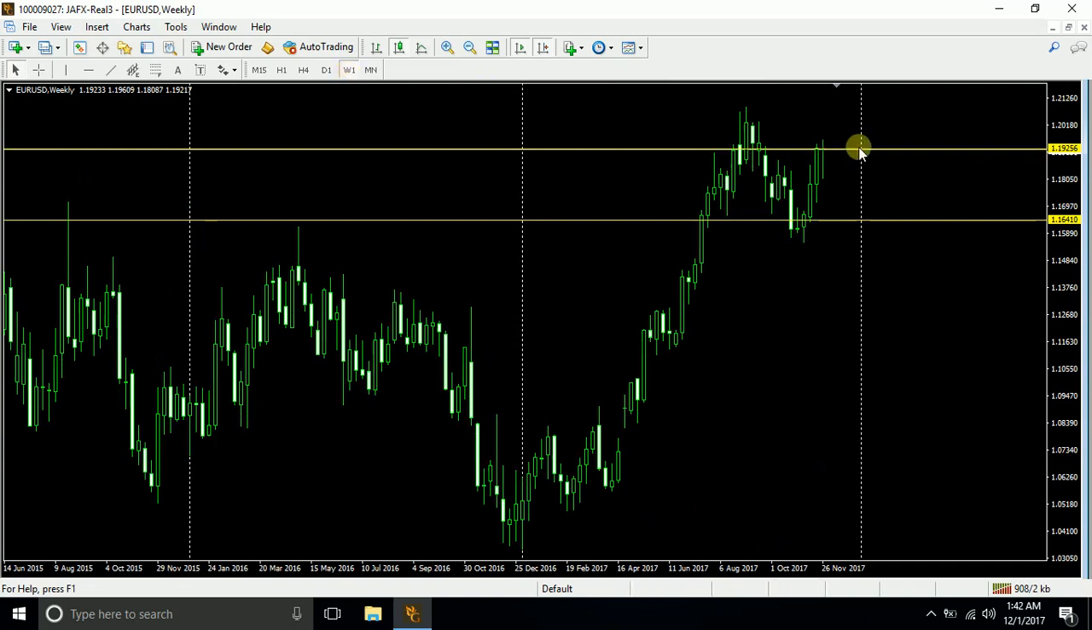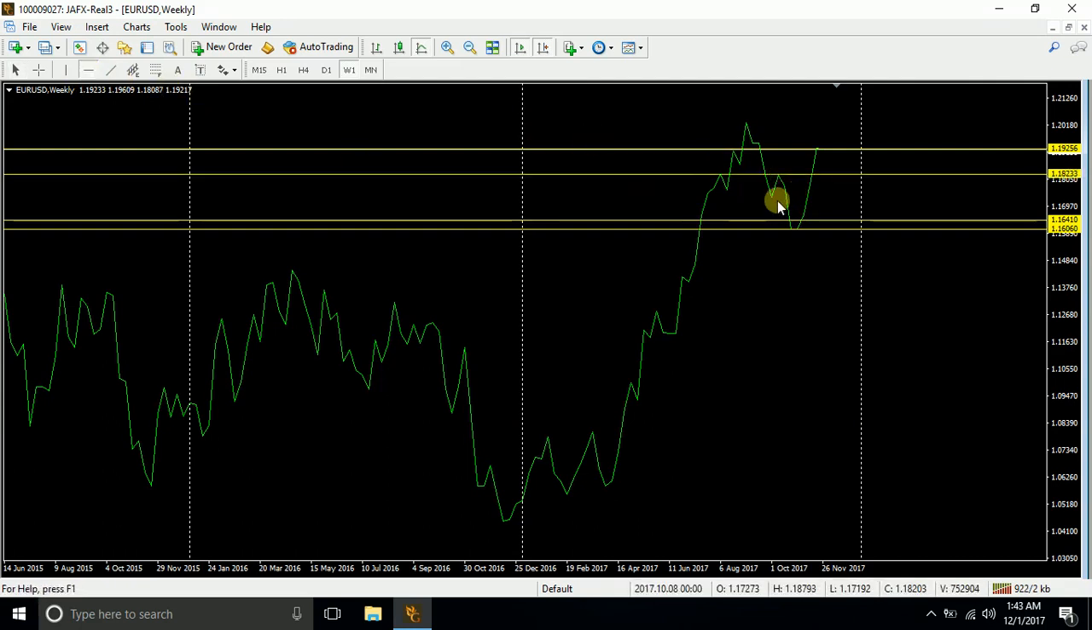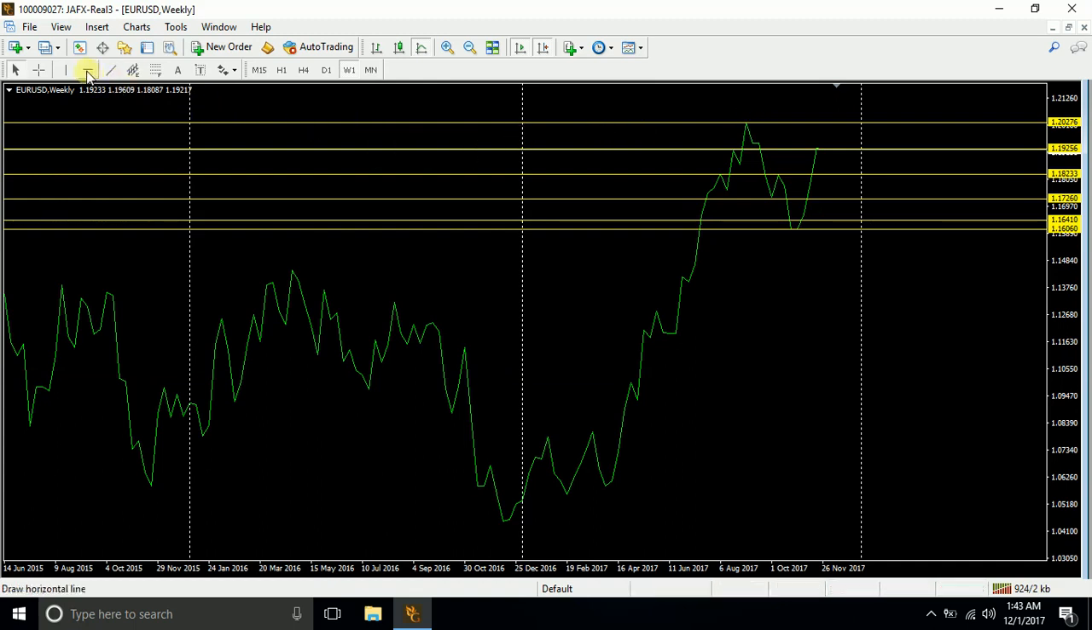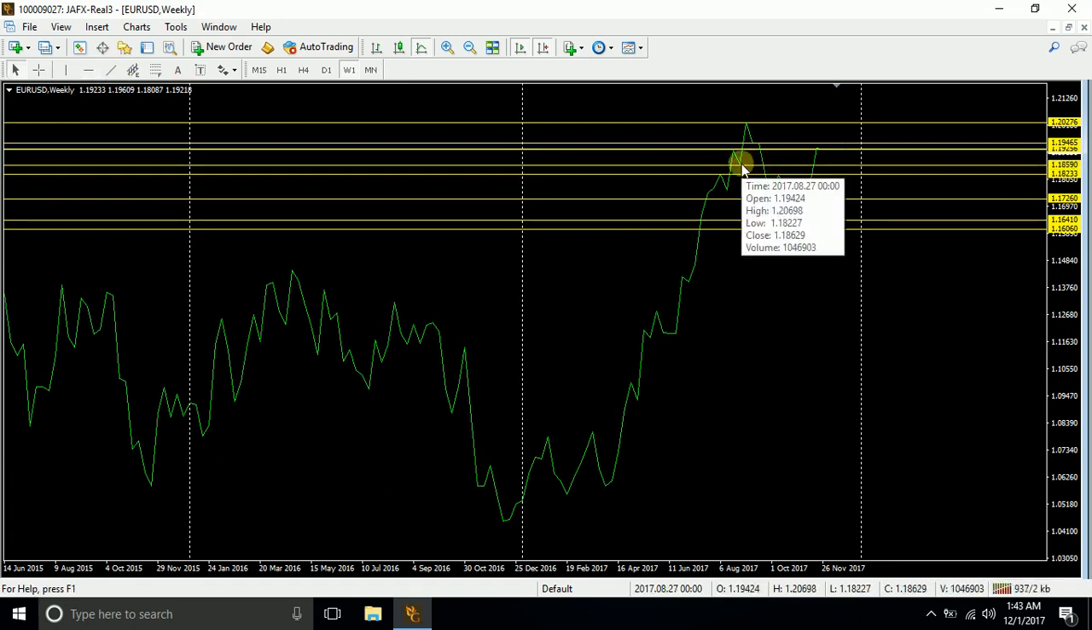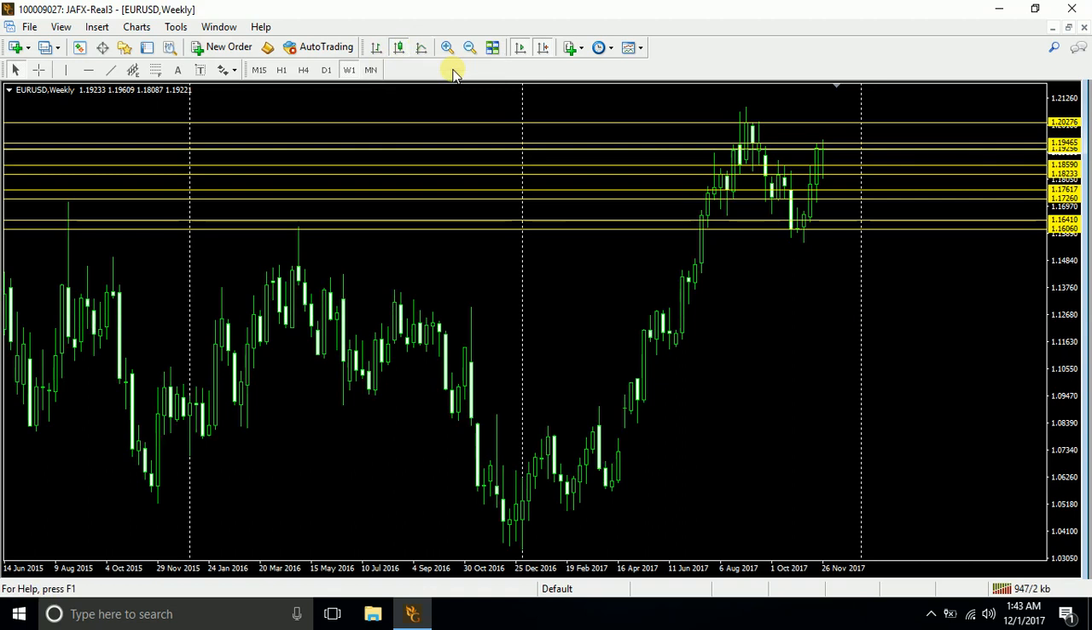Now let's go to the weekly. And we'll do the same thing, except we'll do the most recent 8 pivots. 1 pivot. 2 pivot. 3 pivots. 4 pivot, 5 pivots, 6 pivot, 7 pivot, 8 pivot. Now we'll go to our candles.